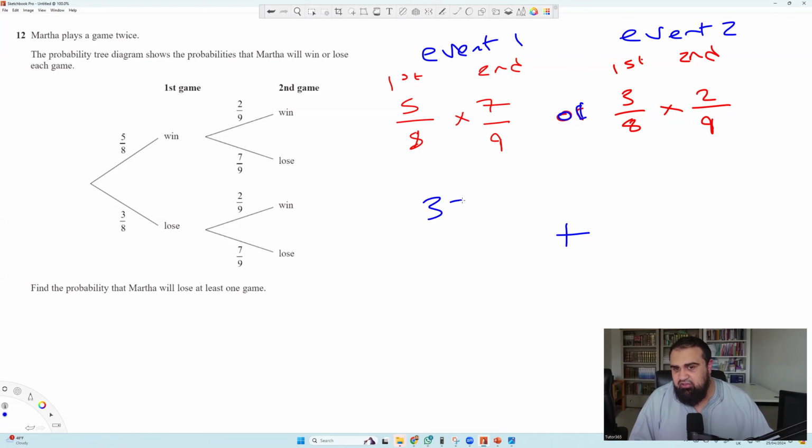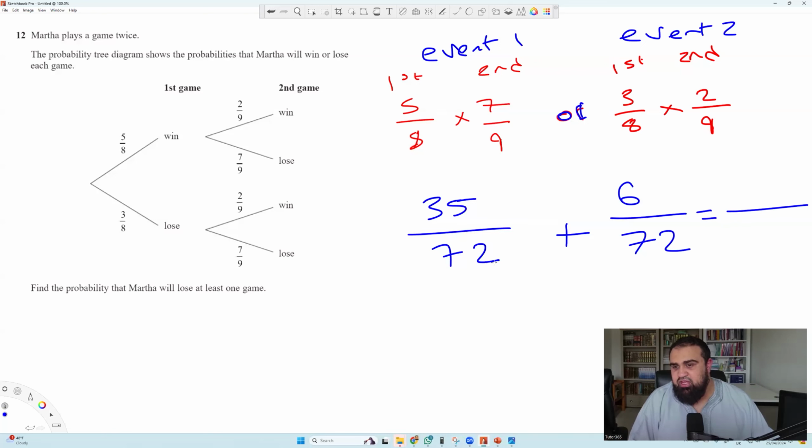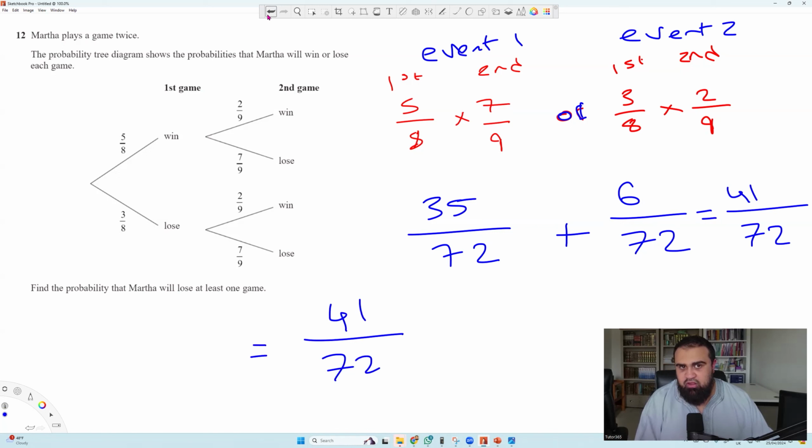So 5 times 7 is 35. 8 times 9 is 72. So 35 over 72 plus 6 over 72. The final answer is, they've already done us a massive favor by having the denominators the same already. So then you just have to do 35 plus 6, which gives you 41/72. And this should be the final answer for this question here.